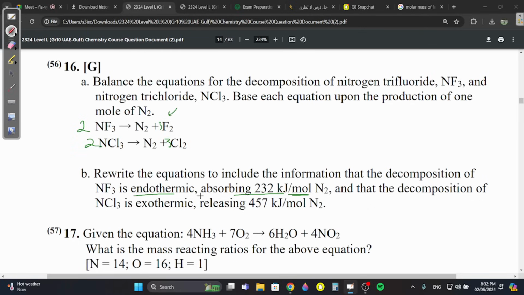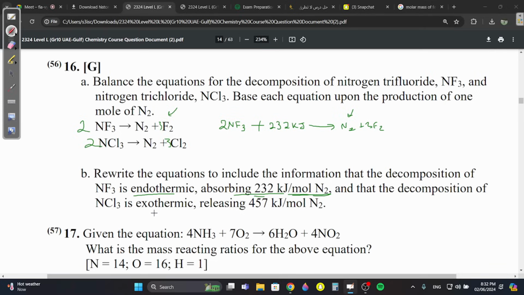Since it's endothermic, that means we're going to place the energy on the reactant side. So we're going to rewrite it to NF3 plus 232 kilojoules to produce N2 plus 3F2. They said per mole N2, and we actually have 1 mole of N2, so there's no need to change the amount of energy we're using.